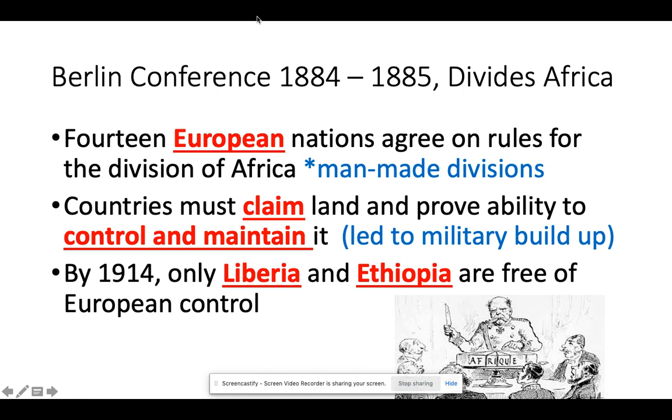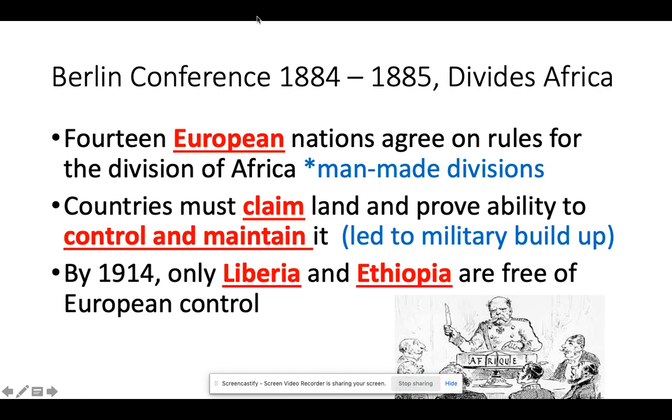Also, remember from our previous slide, you have so many different groups of people that make up Africa, that speak different languages, that have different cultures, customs, and religions. And now they're going to lump a bunch of people together and say, you're going to work together because you're doing this for me. And I'm going to have my military here to make sure that you work for me. Which takes us to our next one.